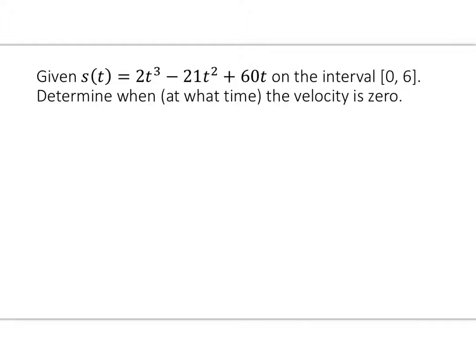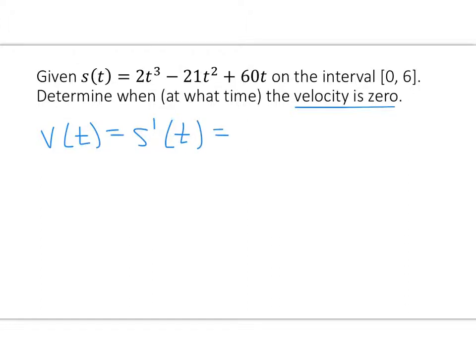So we're given the position function s of t equals t to the third minus 21t squared plus 60t, and we're only looking at the interval from 0 to 6. We want to know at what times the velocity is equal to 0. So we have to do two things. First, we have to figure out what our velocity is. To find my velocity, v of t, I have to find the derivative, s prime of t.